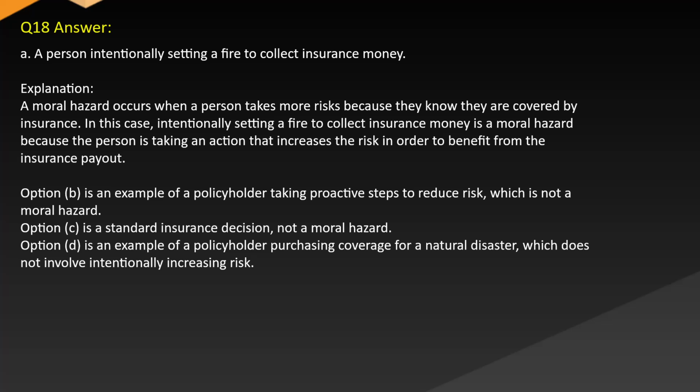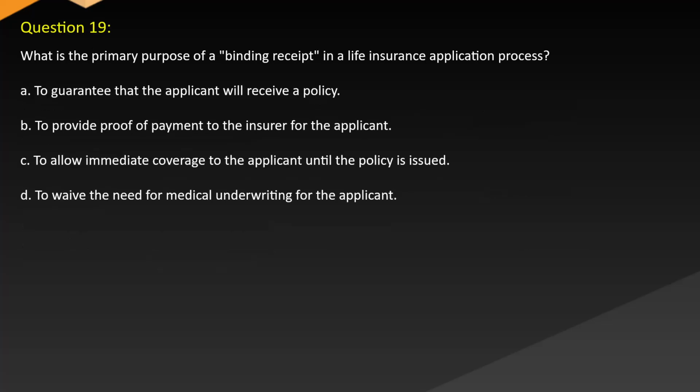Option B is an example of a policyholder taking proactive steps to reduce risk, which is not a moral hazard. Option C is a standard insurance decision, not a moral hazard. Option D is an example of a policyholder purchasing coverage for a natural disaster, which does not involve intentionally increasing risk.